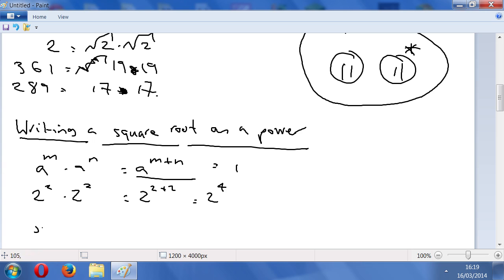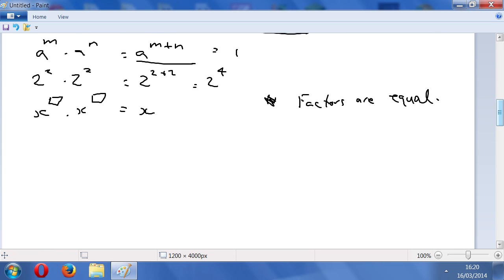So we can rewrite this. We've got x, and we can put another number in here, another number with x. Okay, so the factors are equal, right? So it's not just going to be this one box here. So we know that it's going to be like this: the box plus a box is going to be x, right?